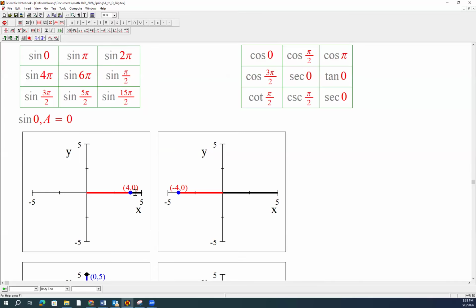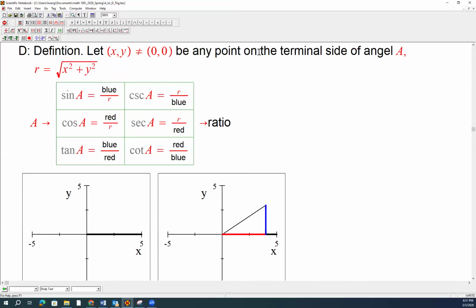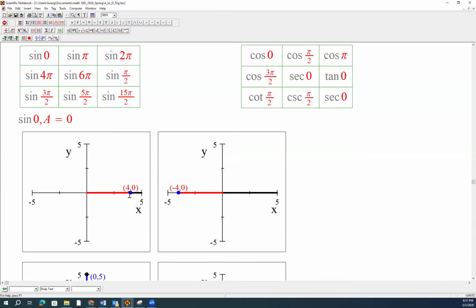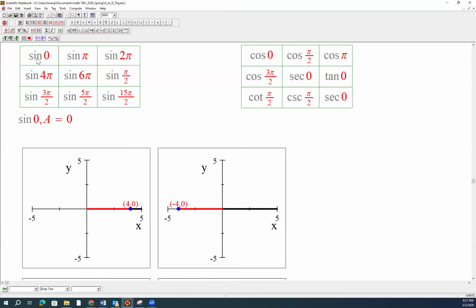And of course, this is the x-axis. And we pick up any point, right? By definition, we pick up any point on the terminal side of the angle. I intentionally avoided points that may be on the unit circle, but you can certainly pick points on the unit circle. I pick up 4, 0. So we got 4, 0. In this case, our red is 4, and our blue is 0.